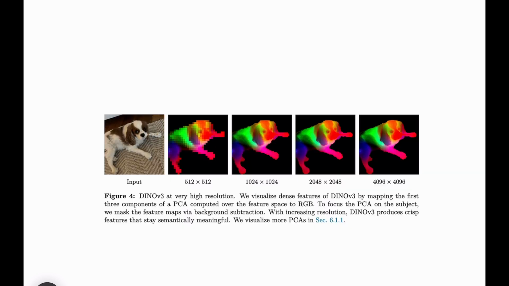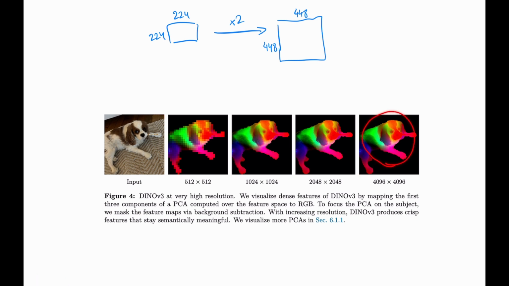Now, DINOv3 adds another trick. It's the high resolution adaptation. So in this phase, the teacher operates at 2 times the image resolution. So let's say the image is 224 by 224. Well, it's going to scale that by 2, to 448 by 448. That means there are going to be more patches, finer details, and a denser feature grid. But the student still works at the standard resolution, the 224.